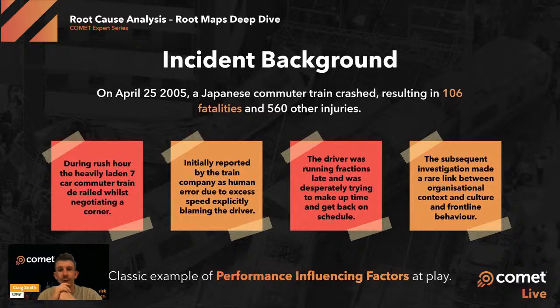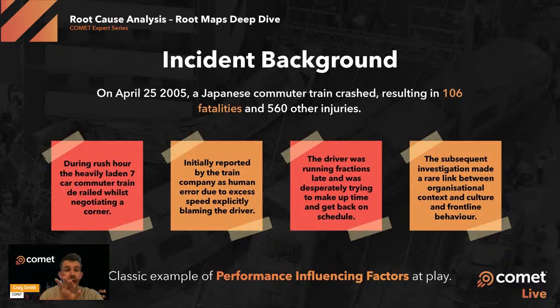The subsequent investigation, and this is one of the positive links we can make, in the weeks and months after the disaster actually made the link between organizational context and culture and how that affected frontline behavior. That's a big win, because that's exactly what we're talking about here. It's often about how individual behavior on the front line, doing the work that we do, is so strongly influenced by the wider context around that work, the people we work with, and the culture and the quality of leadership and management within that organization. All of these things play a role.